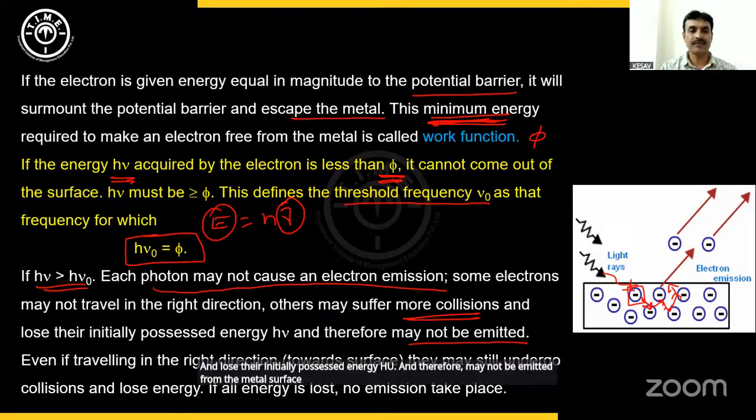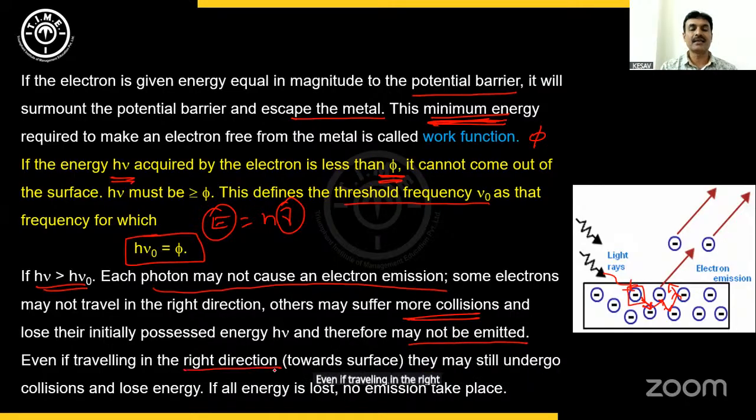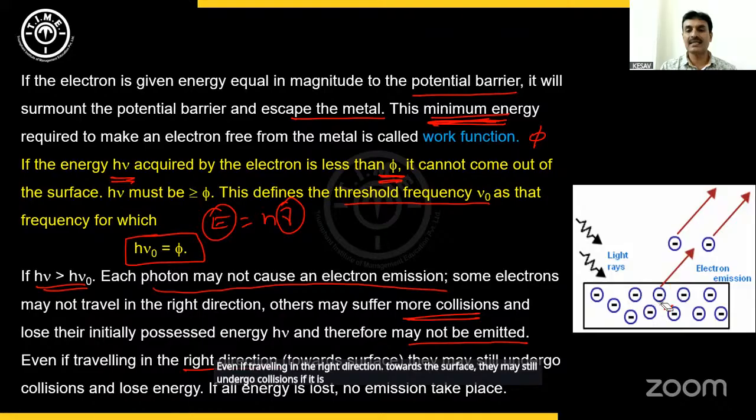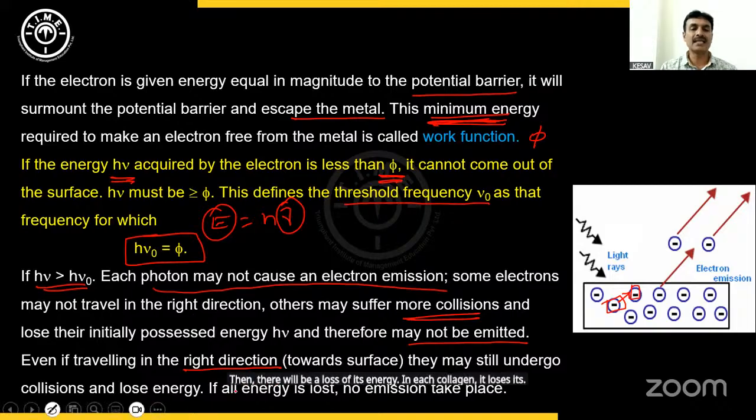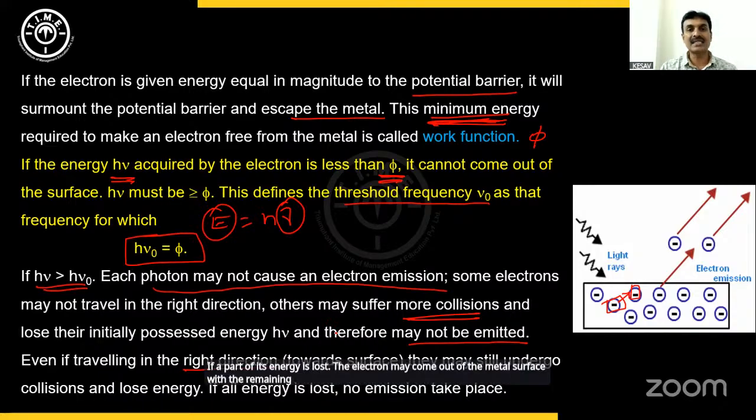metal surface. Even if traveling in the right direction towards the surface, they may still undergo collisions. See, if this electron is released moving in the right direction, it may undergo a collision with another electron. Then there will be a loss of its energy. In each collision, it loses its energy. So, all the energy may or may not be lost. If all its energy is lost, no emission takes place. If a part of its energy is lost, the electron may come out of the metal surface with the remaining energy, which is less than its maximum kinetic energy.